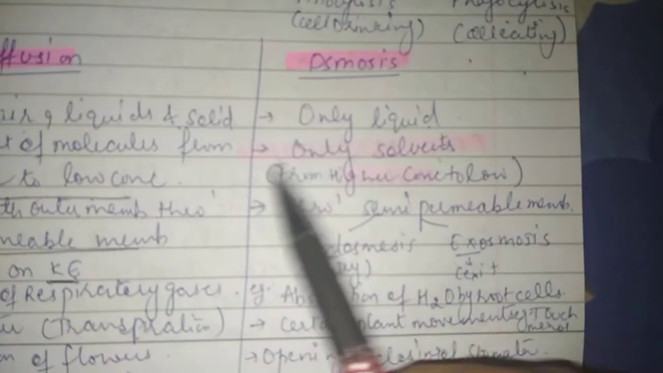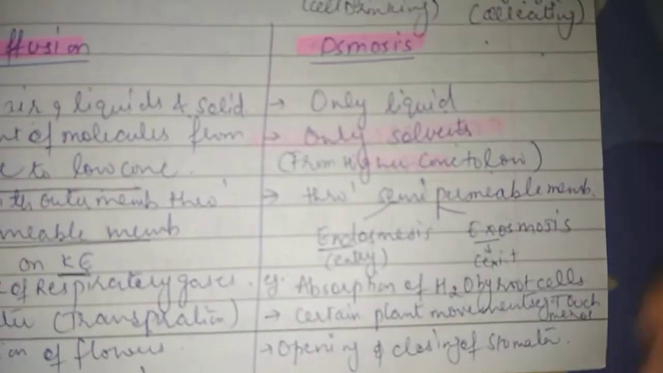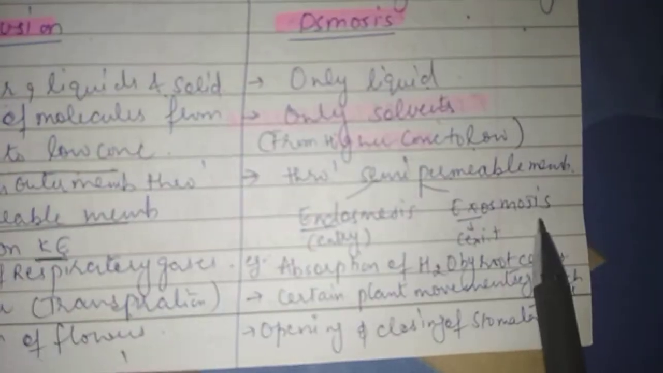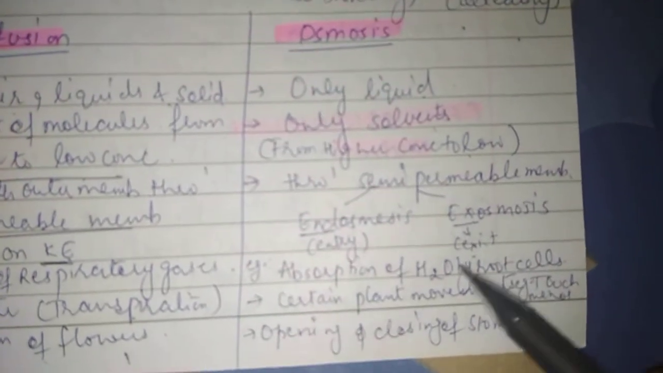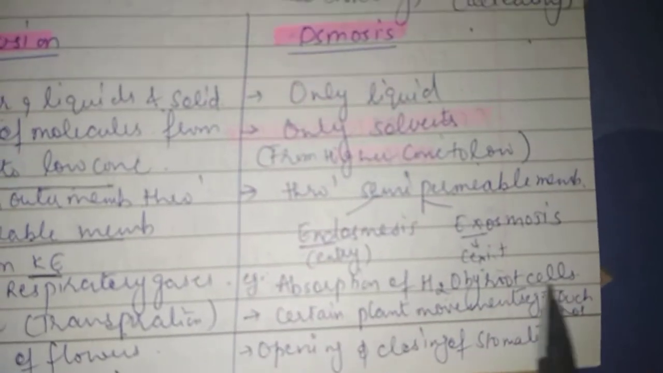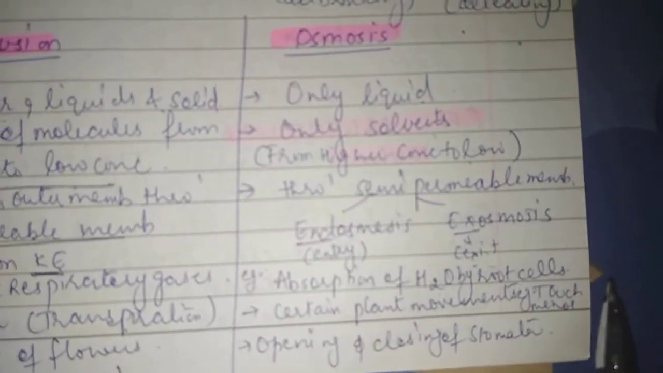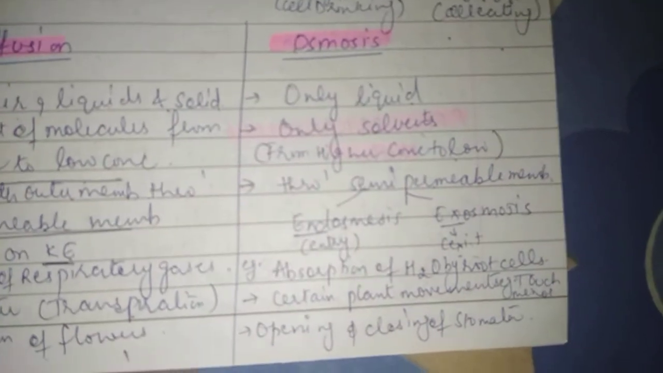And now osmosis. Osmosis occurs only in case of liquids, and only solvents can pass, not the solute in the solution. Only solvents can pass from high concentration to low concentration. It also occurs through the semi-permeable membrane, and by the two methods we already discussed, endocytosis and exocytosis. Endo means entry from outside, exo means from inside to outside, exit. For example, absorption of water by root cells. Plants absorb water through the roots.